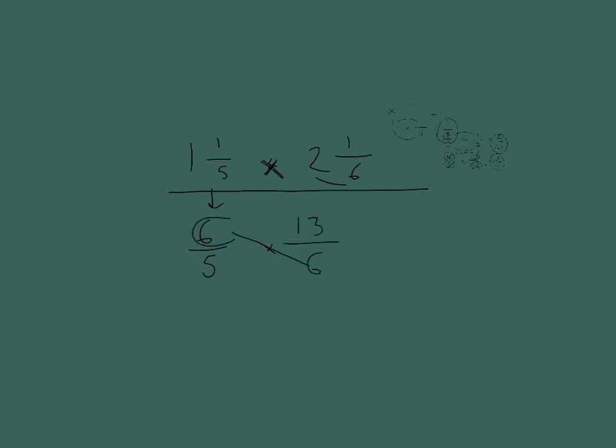Can we cross cancel? Yes, we can. 6 goes into 6 once. Goes into 6 once. This you can't cross cancel. So it'll be 1 times 13, which is 13, and 5 times 1, which is 5.